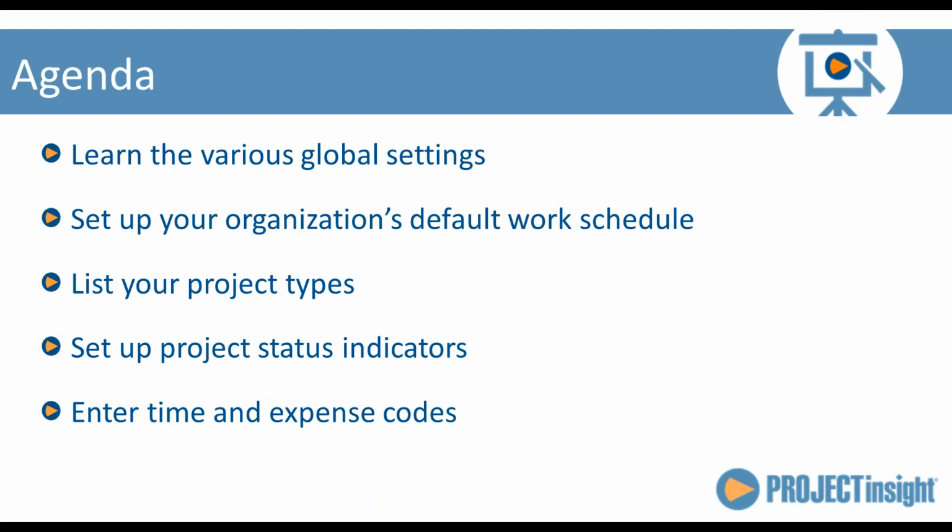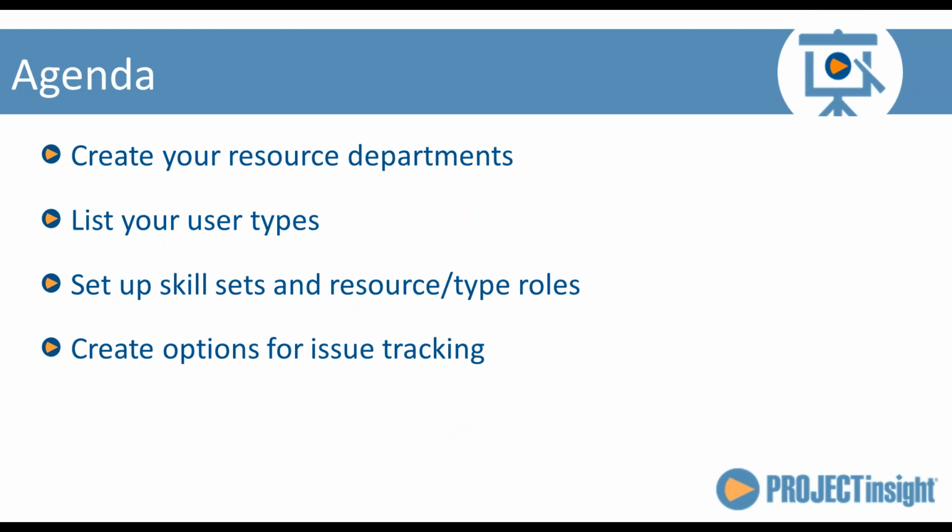On our agenda today, we'll go over how to learn the various global settings, set up your organizational default work schedule, list your project types, set up project status indicators, enter time and expense codes, and we'll also learn how to create your resource departments, list your user types, set up skill sets and resource type and roles, and create options for issue tracking.